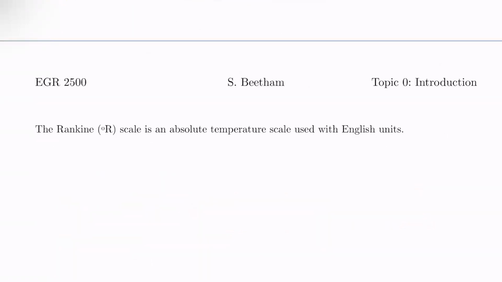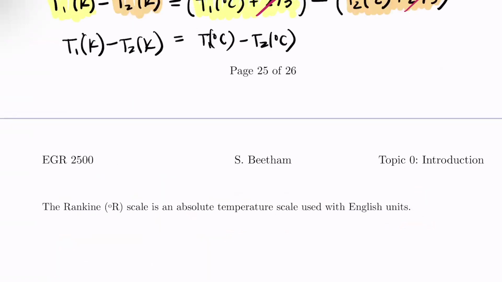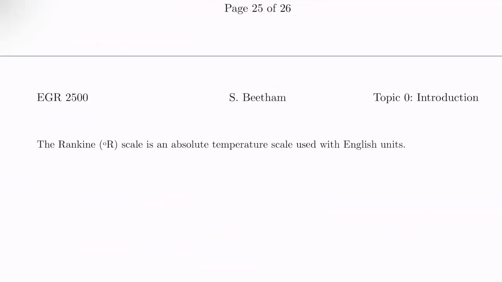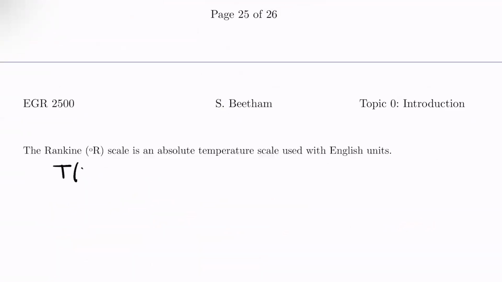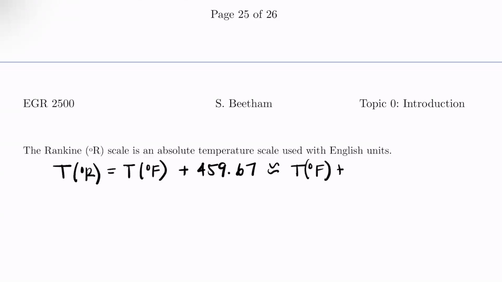So just like how Kelvin is related to Celsius, we have a similar absolute thermodynamic scale for English units called Rankine or degrees R. And so that conversion looks like this. Your temperature in degrees R is equal to the temperature in degrees Fahrenheit plus 459.67, or sometimes approximated as the temperature in degrees Fahrenheit plus 460.